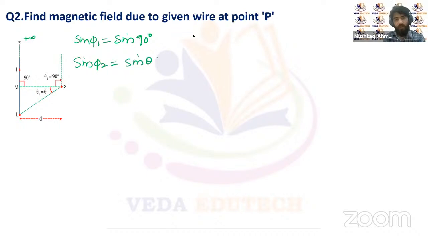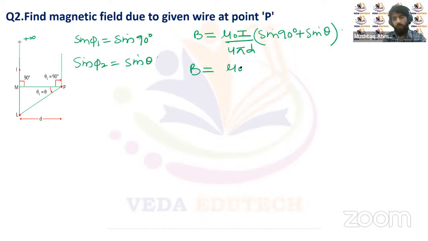Sine of theta. Now, the net magnetic field at this point P will be mu naught I upon 4 pi t, right? Sine of phi 1, that's sine of 90 degree, and sine of phi 2, that's sine of theta. So the net magnetic field at this point P will be mu naught I upon 4 pi d, sine 90 is 1, right? Plus sine of theta.